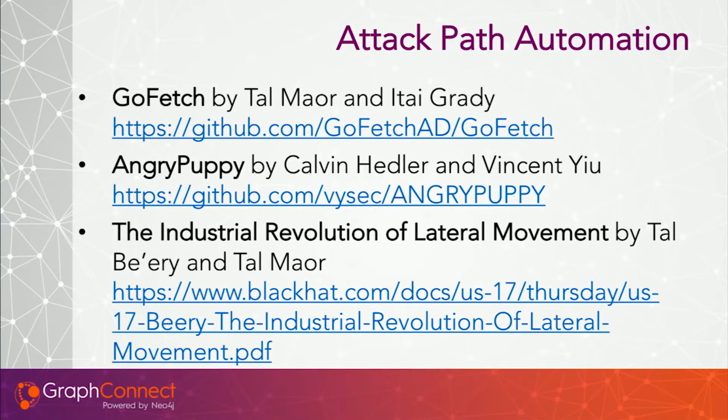So this revolutionized things to the point that people are actually starting to do attack path automation, which for corporate defenders is a terrifying concept. There are two main projects. There's one called GoFetch by Tal Mayor and Itai Grady from Microsoft, from the ATA team. And there's also Angry Puppy from Calvin Hedler and Vincent Yu, formerly from MDSec. And then Tal Berry and Tal Mayor put out a talk at Black Hat Europe this year, called The Industrial Revolution of Lateral Movement. Basically they were talking about how attack path identification and automation has the potential to completely change the face of cybersecurity.